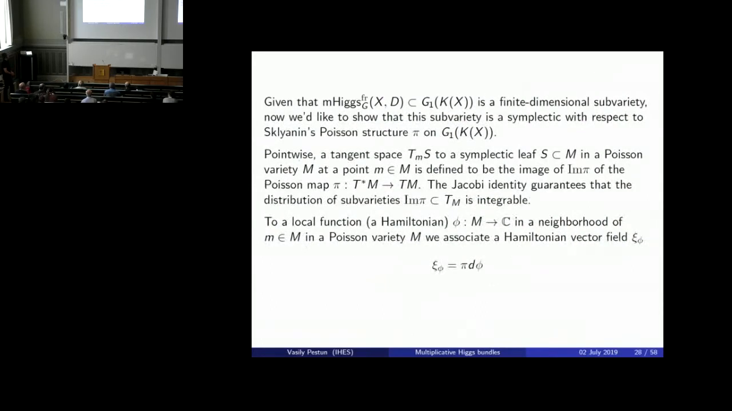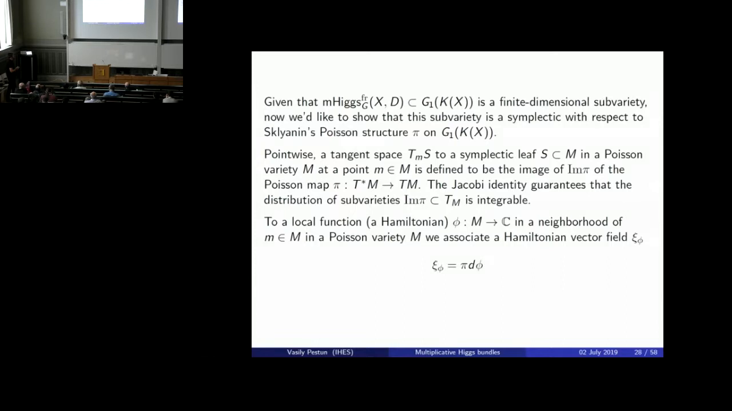Now, okay, we identify this algebraic variety's tangent space, and we want to show that it's a symplectic leaf of a Poisson structure on the loop group G1 of Kx. What would that mean? Pointwise, the tangent space in a Poisson variety M is defined to be the image of the Poisson structure map, a map from the cotangent bundle of M to the tangent bundle of M. Then the Jacobi identity guarantees that this distribution of subvarieties is integrable, so it defines the symplectic leaf.